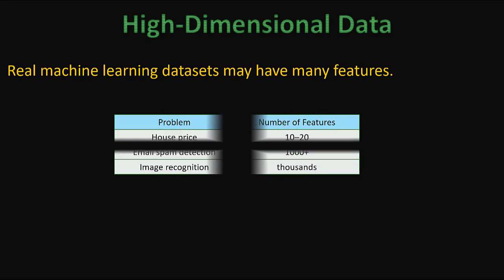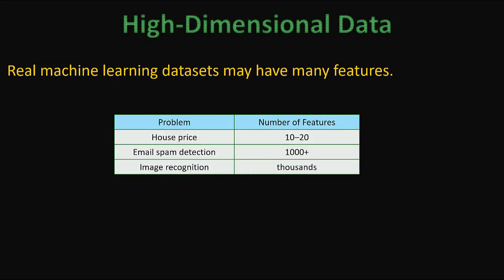Now we can also have high dimensional space. In reality, we have very high dimensional spaces. For example, for a house price problem, we can use 10 to 20 features. Email spam detection can have more than 1000 features, and in image recognition, there can be thousands more. For this purpose, we need a very high dimensional feature space. Each feature becomes a dimension in the feature space.